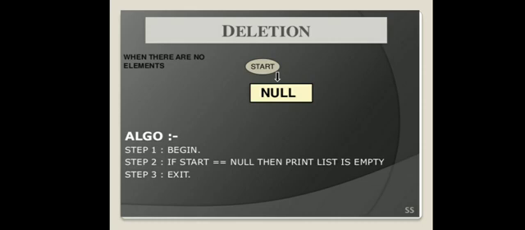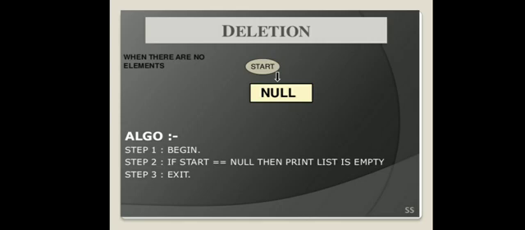So before, we have seen how to insert a node at the beginning, at the last, and at a given position. Now we'll see how to delete a node in a linked list. If the linked list is empty, it is impossible to delete a node. Suppose there is a linked list, then we can delete a node.